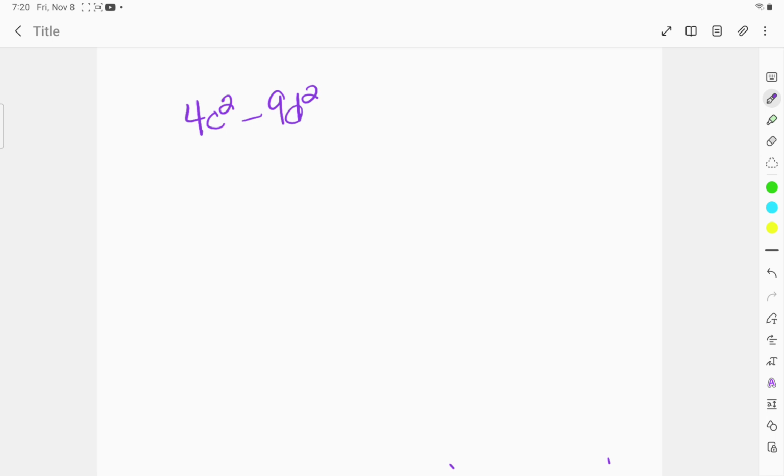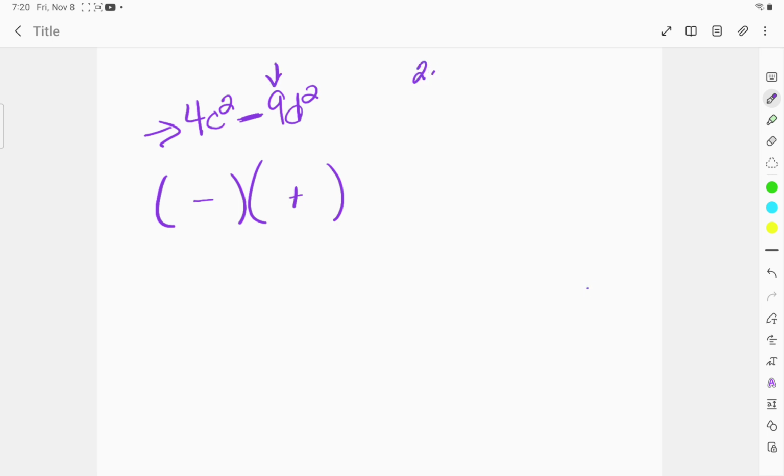So remember that the binomials are a difference of two squares, and the only difference between them are their signs. Okay, so you should be able to immediately recognize that this is a difference of two squares. There's a negative sign in the middle. 4 is a perfect square. 9 is a perfect square.